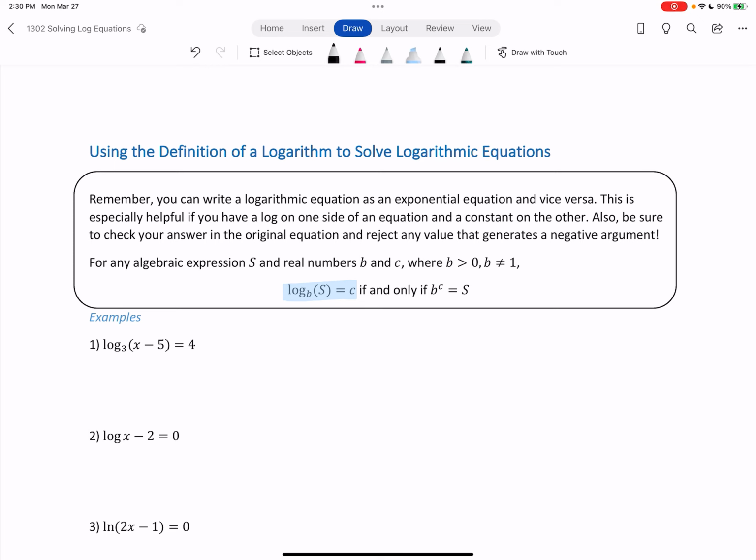So what we're going to do is take each of these logarithms and write it as an exponential. What I want you to notice is that you need the left-hand side to just be a log. If there's other stuff in the way, you have to isolate it first.